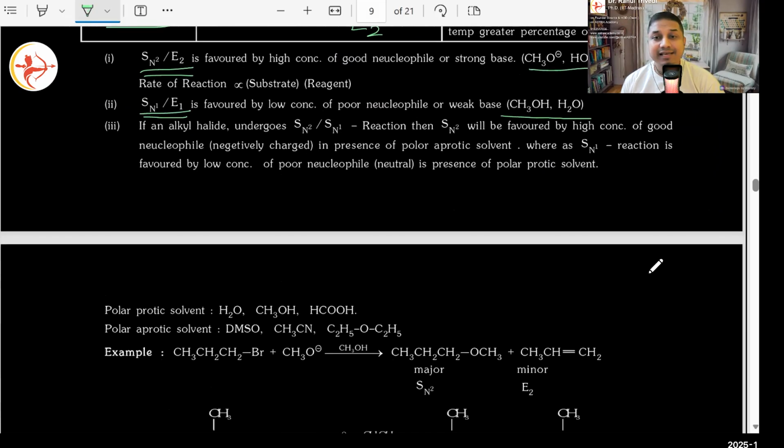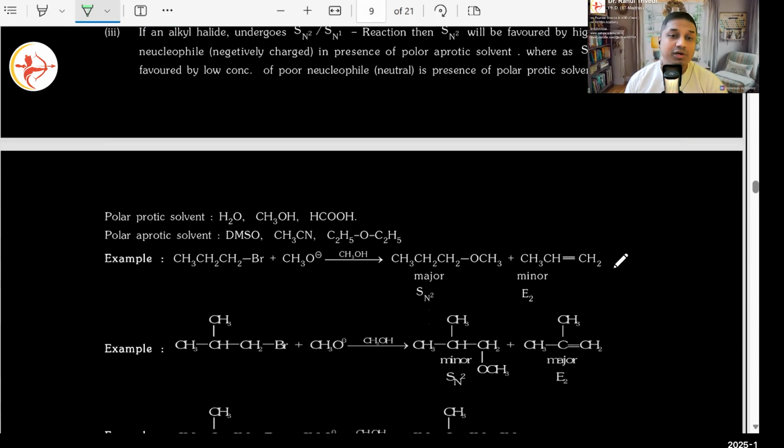Yes, let's take examples of these polar protic and polar aprotic solvents. The most famous polar protic solvents, as we already saw, are water, alcohol, even formic acid. But one of the most famous aprotic solvents is DMSO. What is the full form? Anybody knows? DMSO full form? Come on, Risha, you must know. We have seen it back in GOC also.